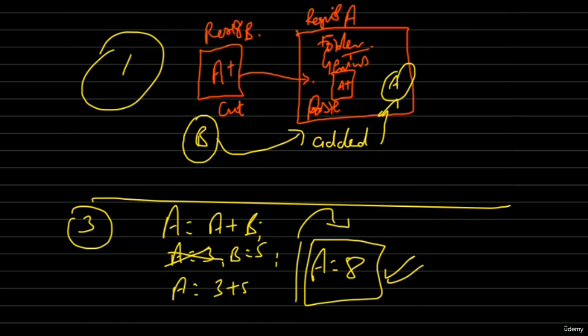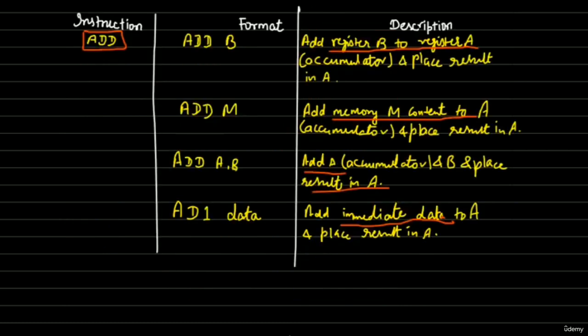Now the final one: add immediate data to A. Immediate data to A is simple. You are adding some data to a file, or you are adding a file to a folder. Or you are just adding some new information to a previously saved folder. That's all it means. Okay, I hope you have got this.